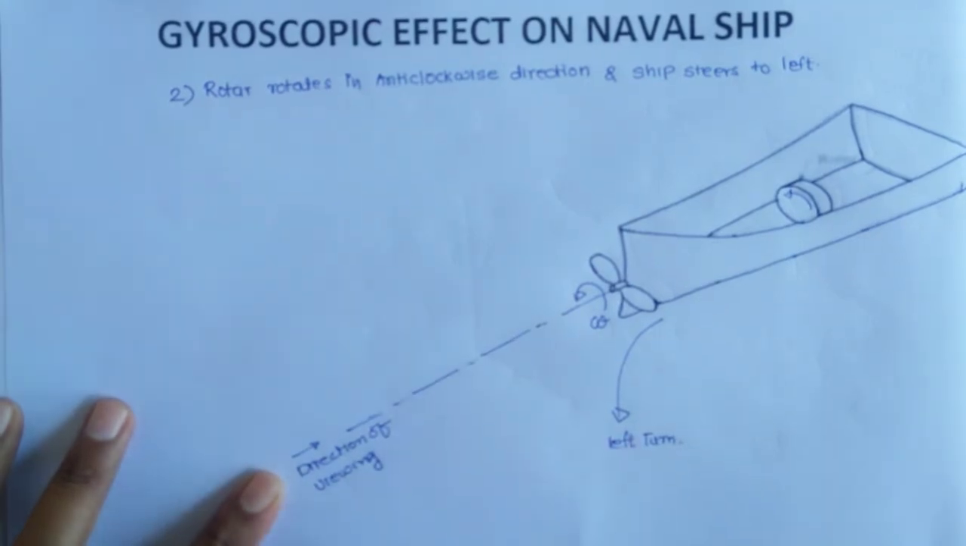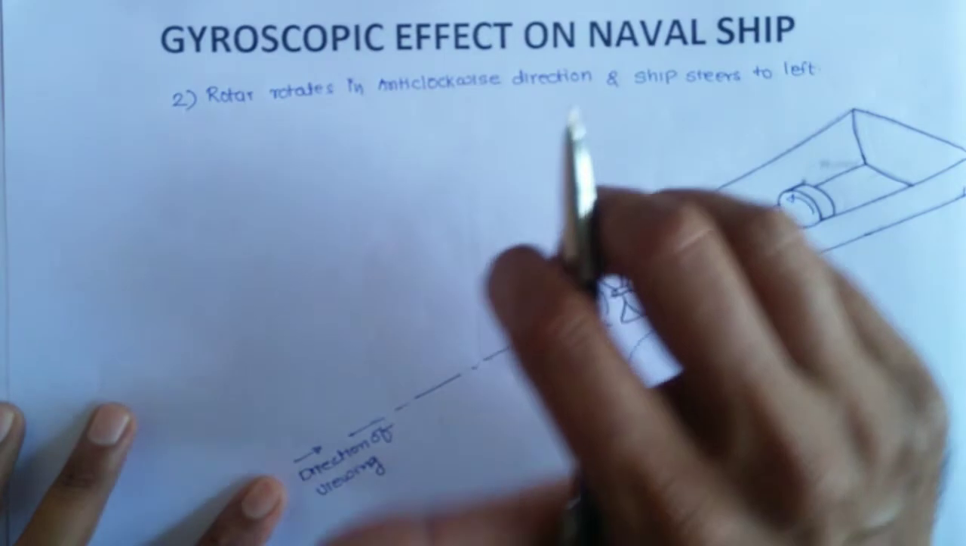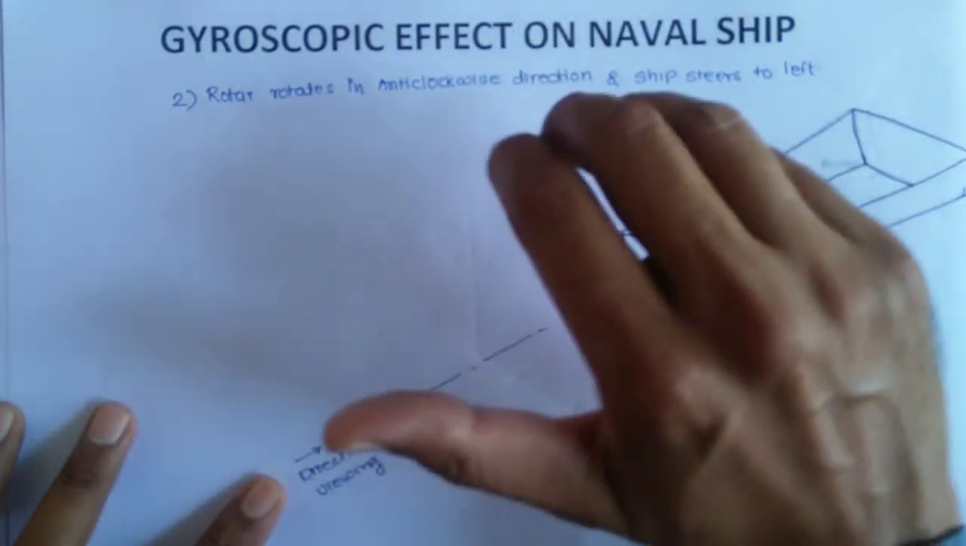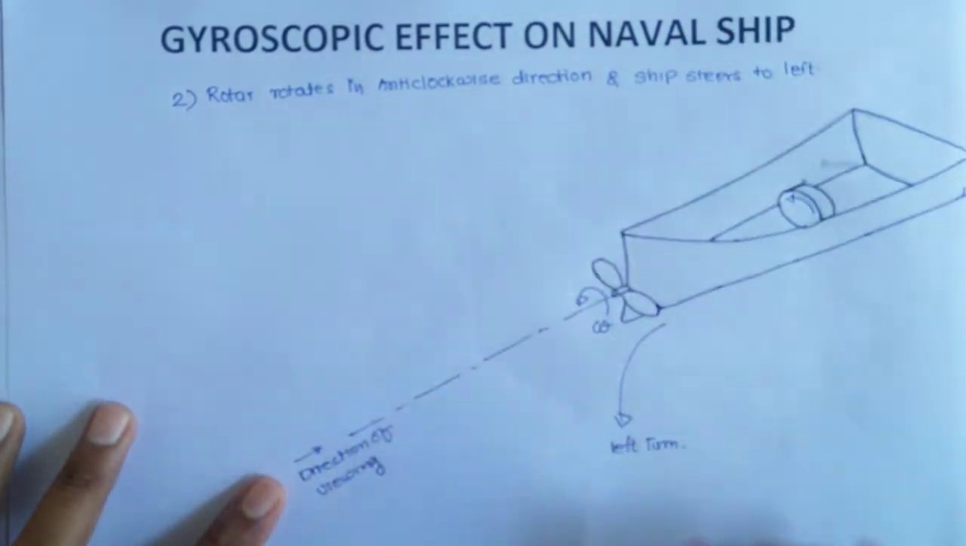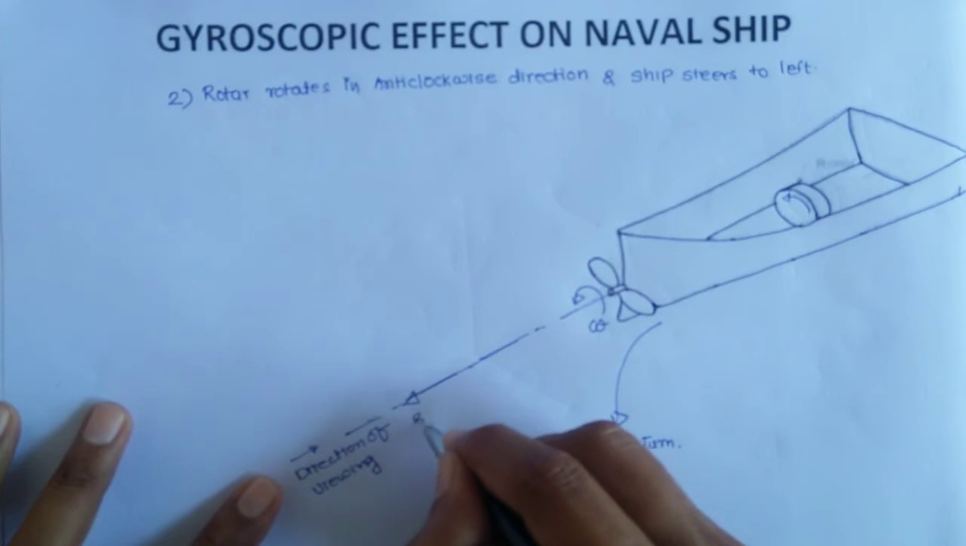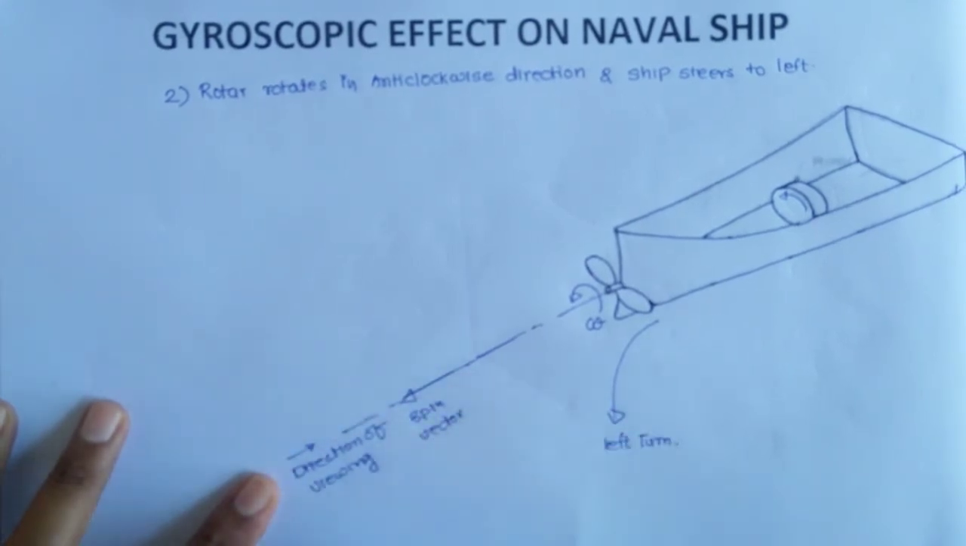Now let us first of all draw a spin vector. So according to the right hand screw rule, if we curl the finger in the direction of rotation of rotor, then the direction of thumb will give us the direction of spin vector. So this is the direction of spin vector. This is a spin vector.